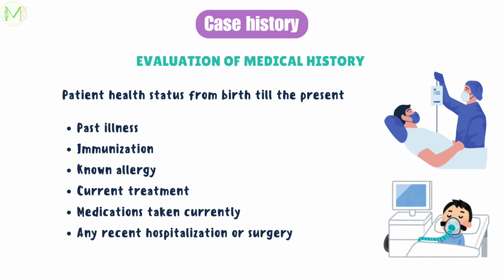Evaluation of medical history. Before starting orthodontic treatment or any treatment for that matter, we need a relevant description of the patient's health status from birth till the moment he or she enters the dental clinic. History of any past illness or immunization or any known allergy, and current treatment that the patient is undergoing, medications that the patient is taking currently, or any recent hospitalization or surgery history is noted.